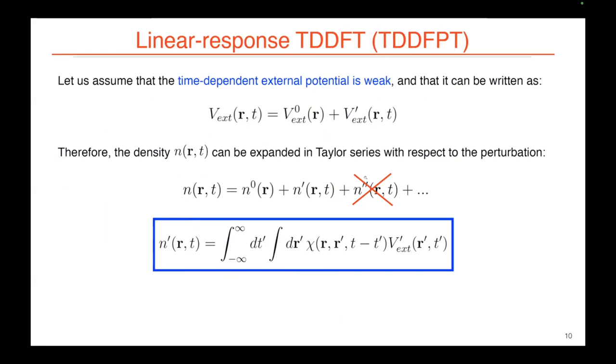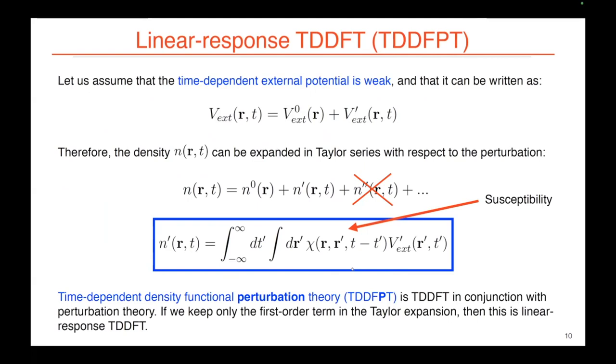And here we introduce chi, which is the so-called susceptibility of the system. This is really the main object of interest that we want to compute. Chi depends on two spatial coordinates, r and r prime, and the difference in time, t minus t prime. So our main goal is really to compute the susceptibility of the system, chi.